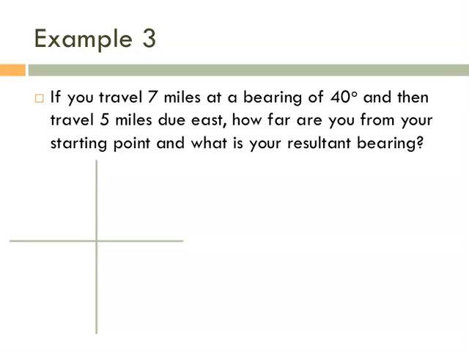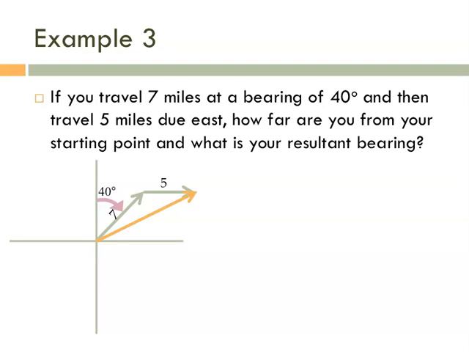Okay, let's draw out what we have. So let's start off by, if you travel 7 miles at a bearing of 40 degrees, so here's the 7 miles, the bearing is 40 degrees. And then travel 5 miles due east. So due east means exactly east. Okay. So 5 miles due east. How far are you from your starting point? And what is your resultant bearing? So we need the resultant vector. Now you'll remember that if you are adding two vectors together, which is what we're going to be doing here, you are really going to get this as your resultant vector.